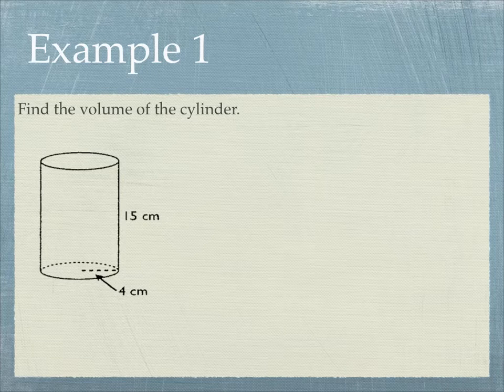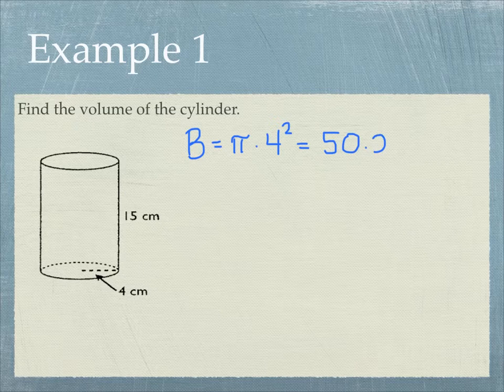Okay. So, it's a circle. So, area of my base is going to be pi times my radius squared, pi r squared. That's 16 pi, which I believe is like 50.25 maybe? 50.26, thank you. Okay. So I found the area of my base.